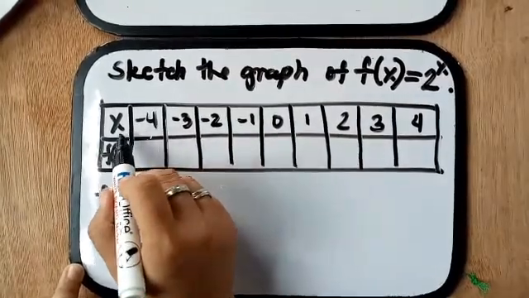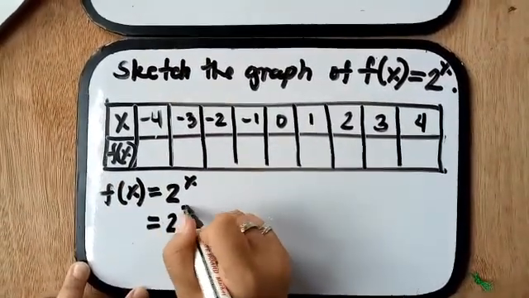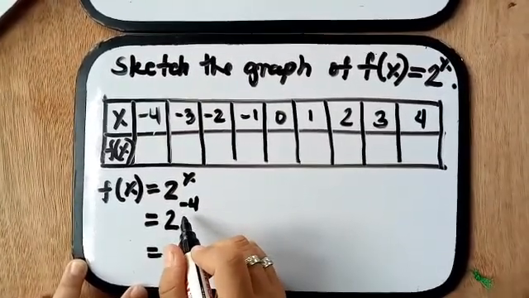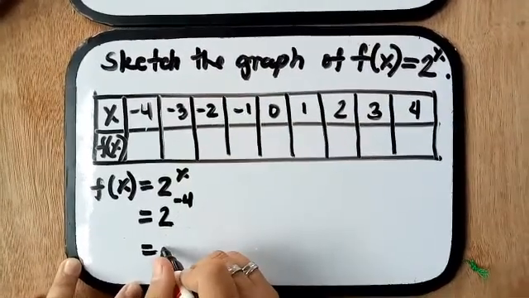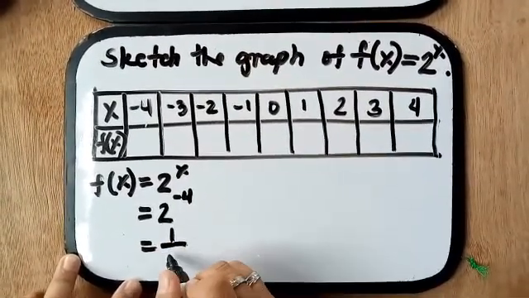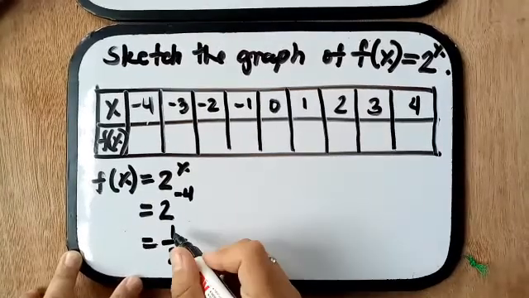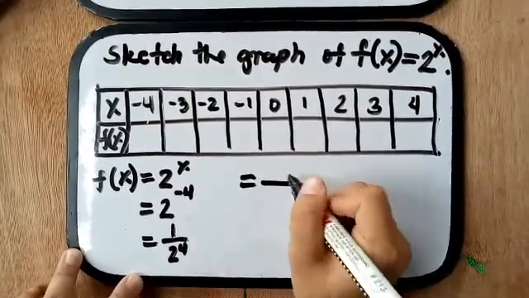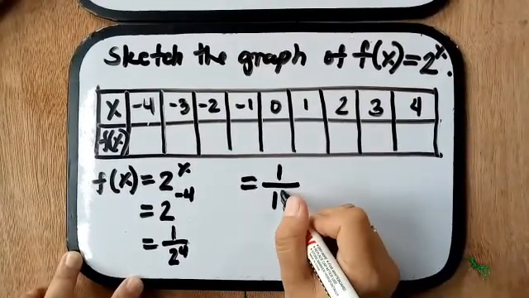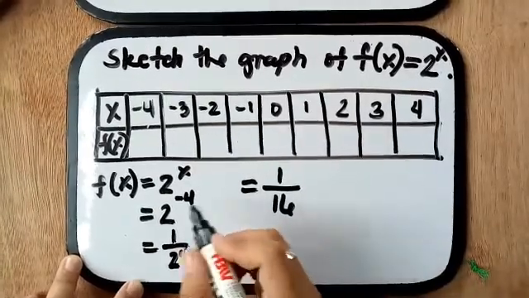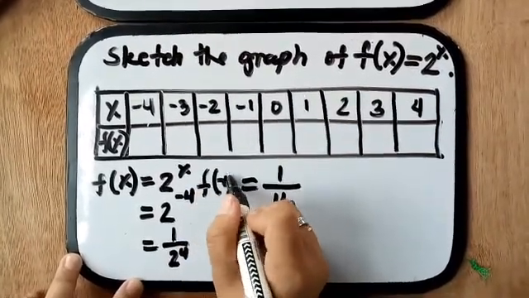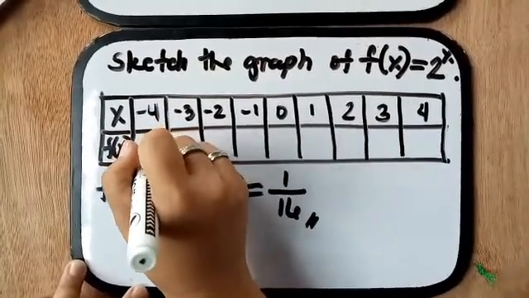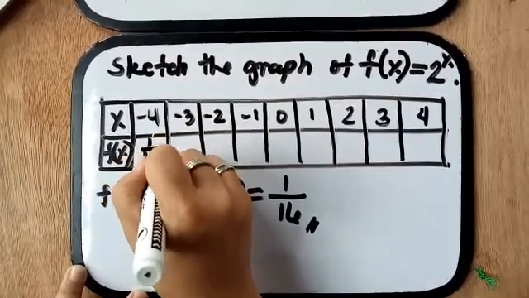So if x is negative 4, it will be 2 raised to negative 4. To make the exponent positive, we get its reciprocal. So 2 to the 4th is equal to 16. So therefore, f of negative 4 is equal to 1 over 16. So we will put it on the table of values, 1 over 16.